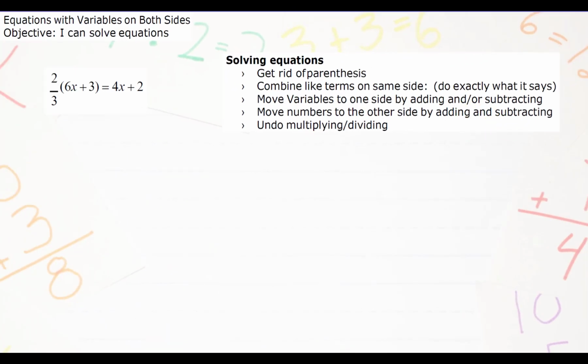Alright, third example. So I have here 2/3 times the quantity 6x plus 3 equals 4x plus 2. Okay, we have here a parenthesis. So let's get rid of our parenthesis. Now we have different ways on how to solve this. First, I'm going to show you how to solve this problem using distributive property.